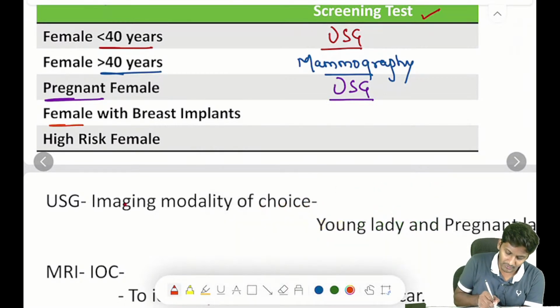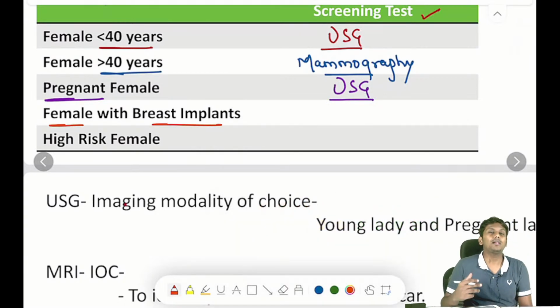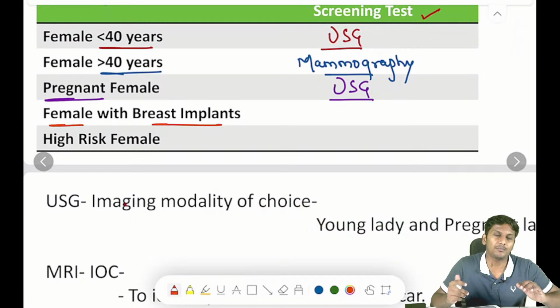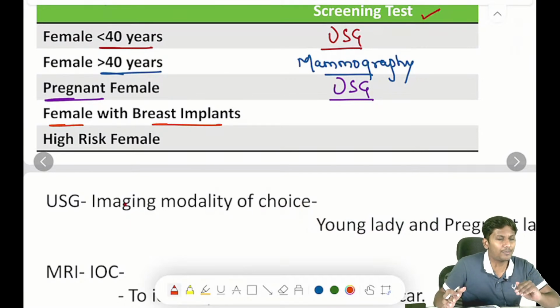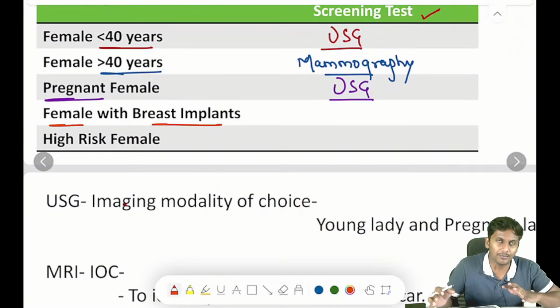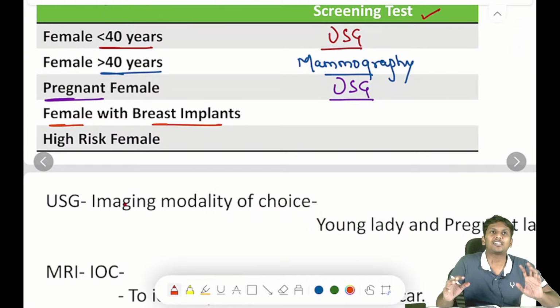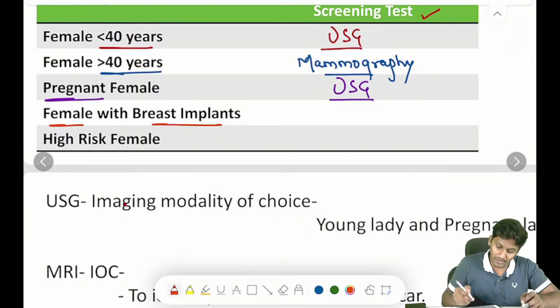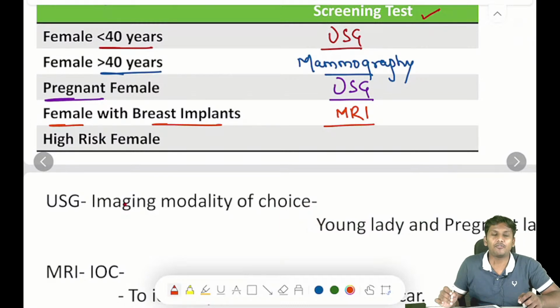Next is a female with breast implant. For example, a patient was having some kind of breast implant, like usually the ones that we use commonly are the silicone gel breast implants. So if a female was having silicone gel breast implant and we are suspecting breast cancer in this patient, definitely the screening in a female with breast implant should be done with the help of an MRI. Okay, it will be done with the help of an MRI.